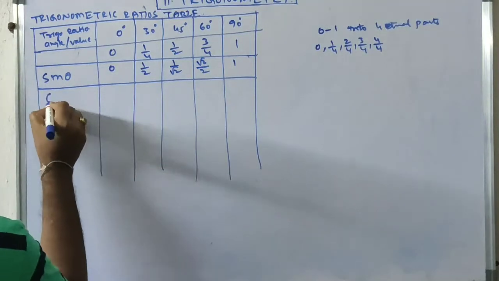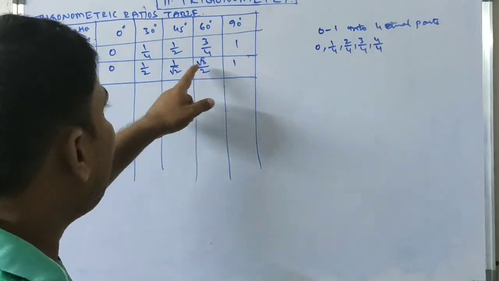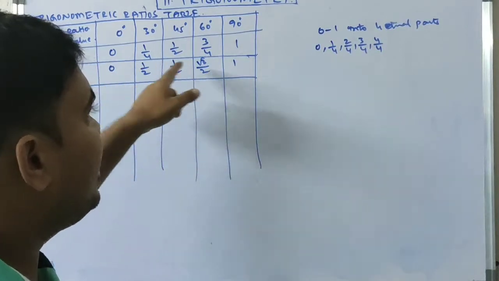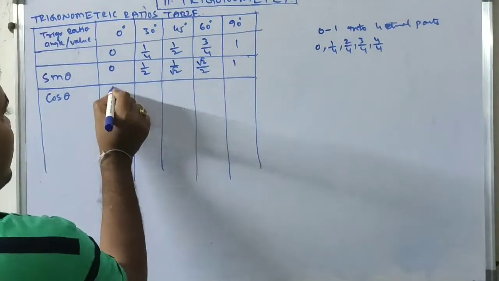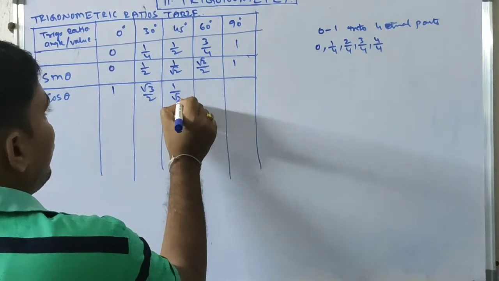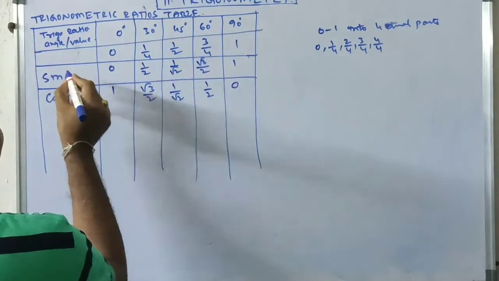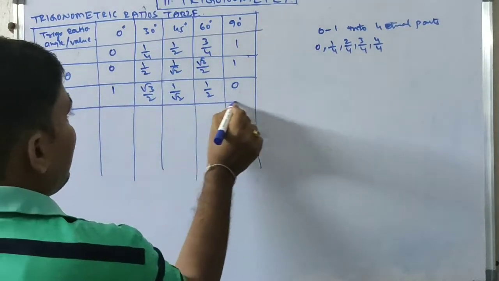Next, cos theta. If we are finding cos theta, I want to write in this order, descending order. So first 1, then root 3 by 2, next 1 by root 2, next 1 by 2, next 0. If we write in this order, we will get cos theta.